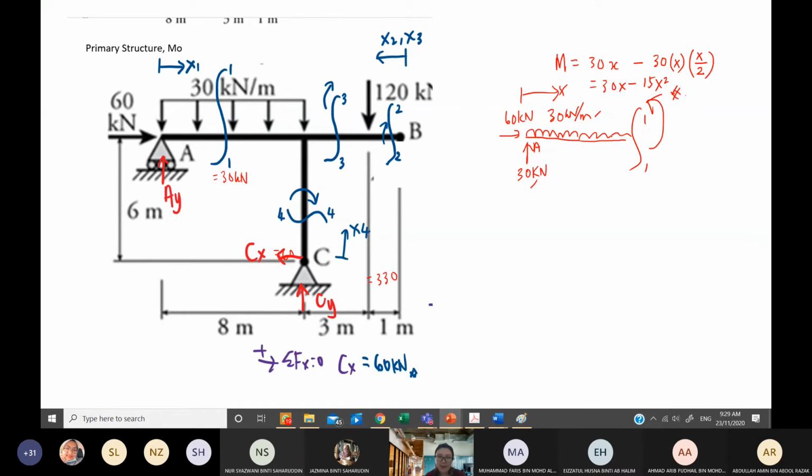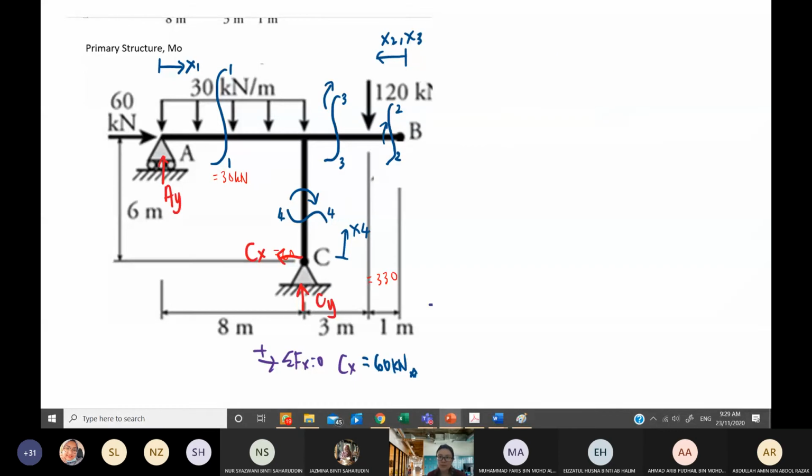Okay class, are you okay? Yeah. So now I'm going to solve for 2-2 and 3-3. I'm going to solve for 2-2, 3-3 in the next slide. 2-2 is starting from B. Okay, this is my cut section 2-2, and this is my X. There are no loadings on this section, so my M for this 2-2 is 0.